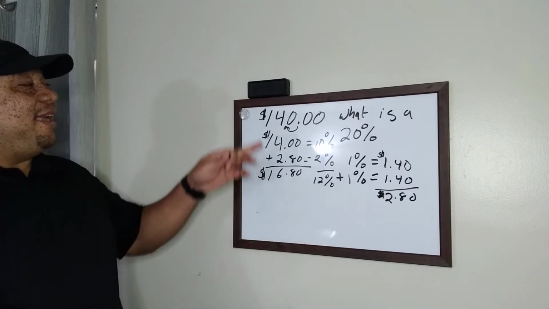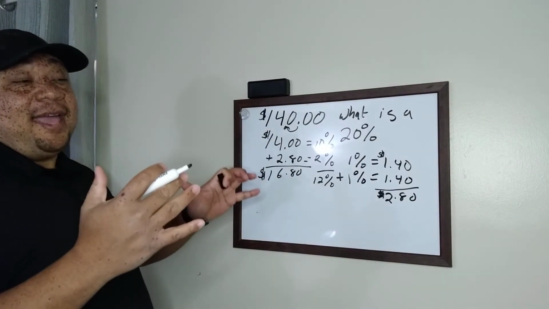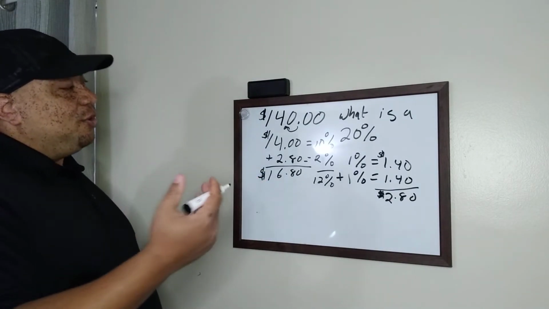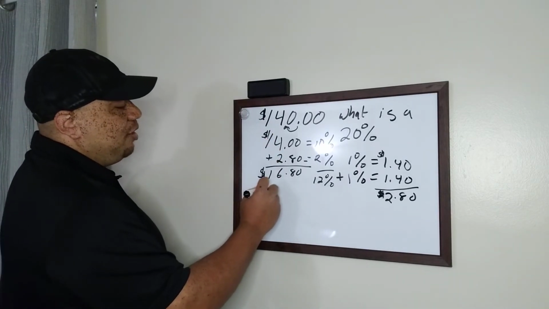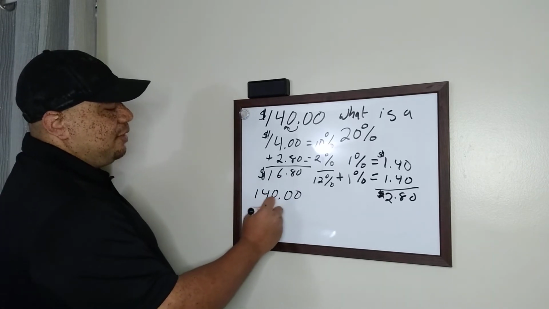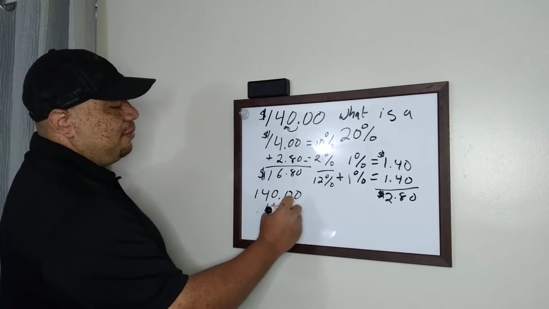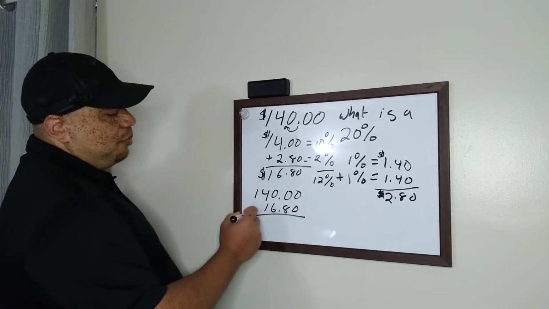So you would add that to that. Just make sure when you line everything up to add on paper, you do it right. But if you're doing it in your head, that's one thing. It would be $140, which is the total bill, plus $16.80, and that would be a 12. That's the total plus a 12% tip.